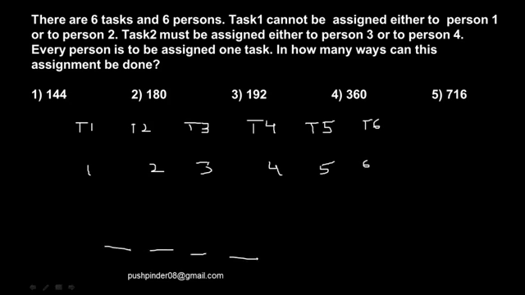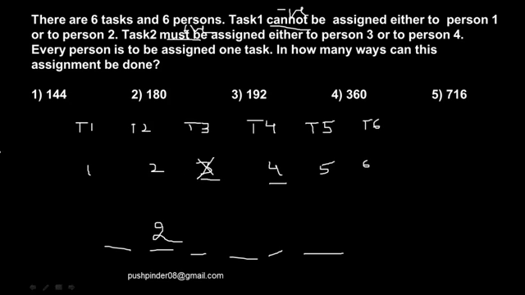So these 6 tasks have to be assigned. Since we are assigning the tasks, we are giving away the tasks rather than people coming and choosing their tasks, right? Task 1 cannot be assigned, so it's a negative condition. Task 2 must be assigned, so it's a positive condition. Now let's satisfy the positive condition first. Task 2 must be assigned either to person 3 or to person 4. So how many ways are there to assign task 2? There are 2 ways. It can be assigned either to person 3 or to person 4.